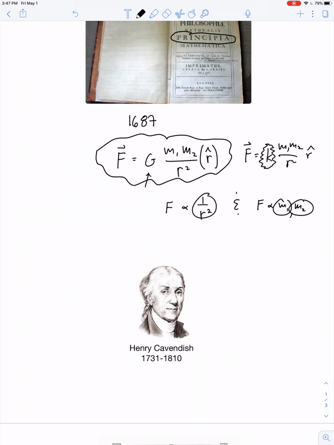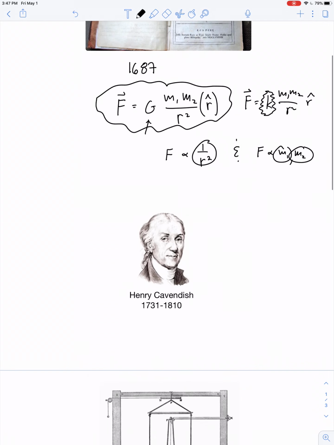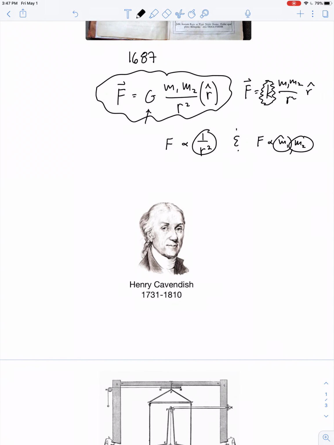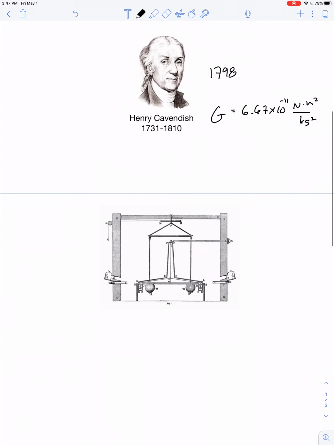Well, enter Henry Cavendish, and in the year 1798, he performed a famous experiment that determined the value of the constant capital G, which we know as 6.67 times 10 to the negative 11th Newton meter squared per kilogram squared. Here's the apparatus that he used.